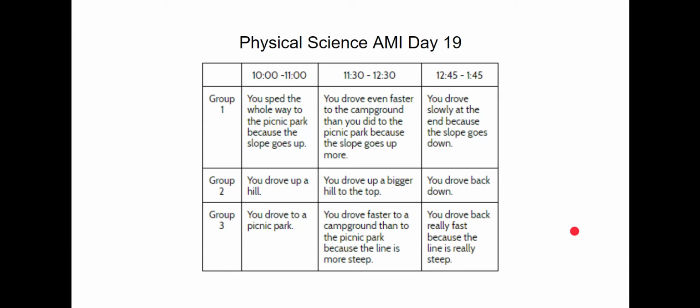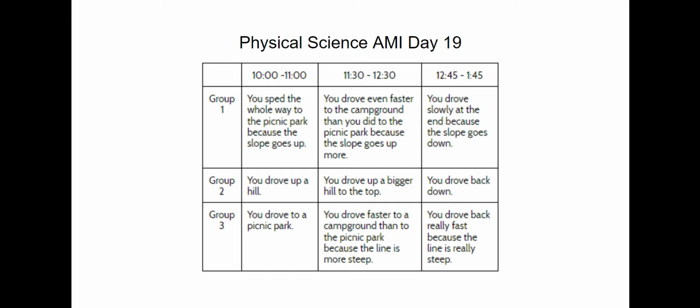So let's read these possibilities here. Across the top, we have the times. And on the left, we have the different groups. So let's start with group 1 from 10 to 11. It says you sped the whole way to the picnic park because the slope goes up. You drove even faster to the campground than you did to the picnic park because the slope goes up more. You drove slowly at the end because the slope goes down.